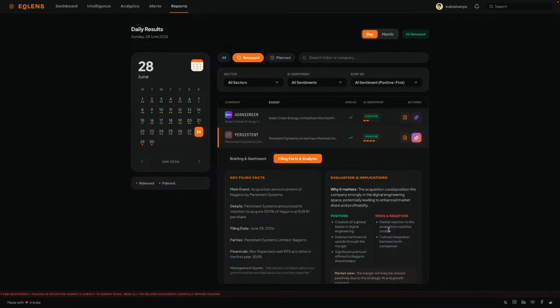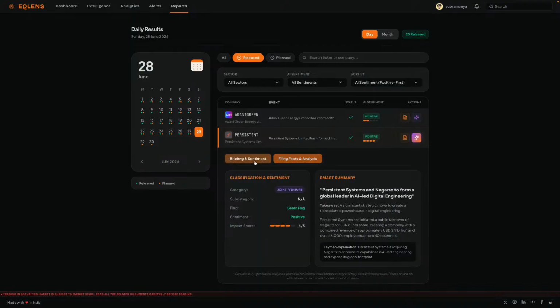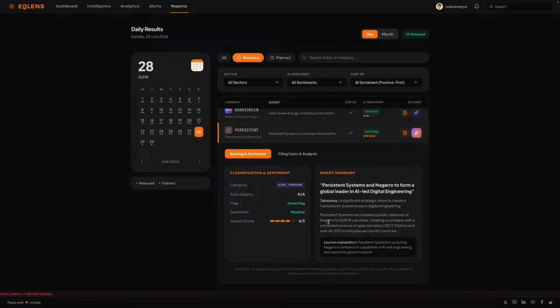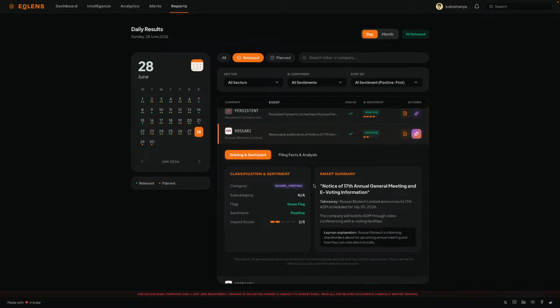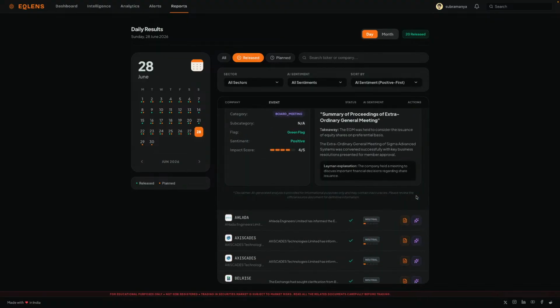Yeah, it says correctly, market reaction to the acquisition. It's actually not an acquisition. Persistent Systems and Nagarro to form a global leader in AI-led digital engineering. Take up significant strategic moves, create a transatlantic powerhouse in digital engineering. Persistent Systems is in a public takeover of Nagarro, 81% shares, creating a company with a combined revenue of approximately USD. Okay. This is some news which I would send to my friend to look at, because it's tech news.